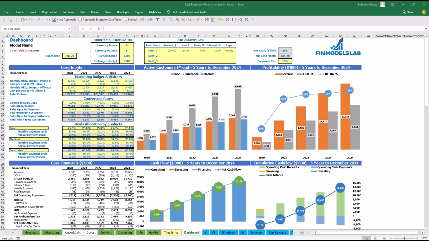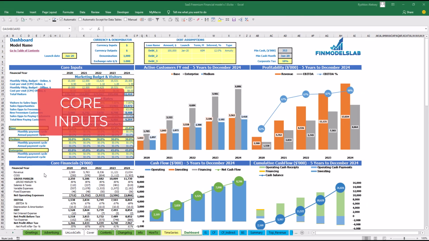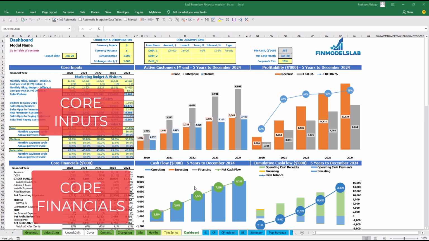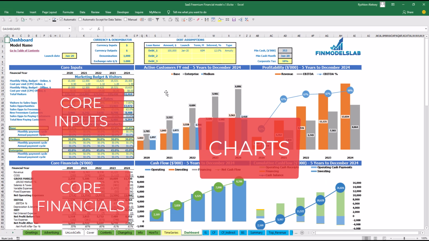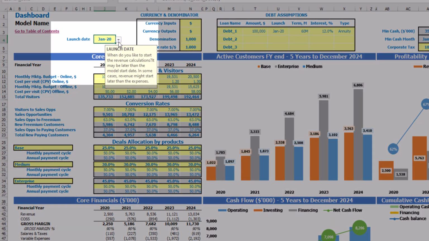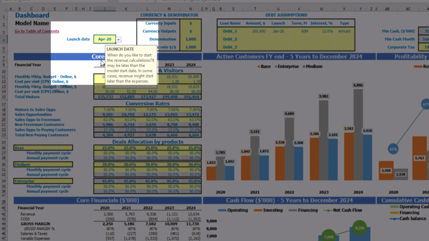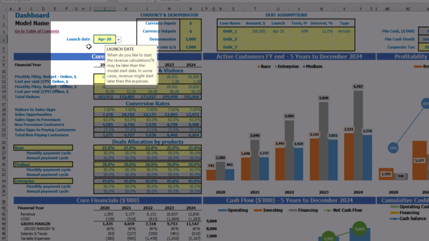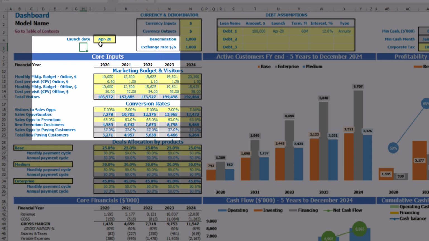On the dashboard tab, you can set up your core drivers or core inputs for the model, see the core financials and see the core charts related to the model. So let's begin from the launch date of your business, for example, April 20, and additionally you can see the note window for each assumption or each yellow cell. This is across the whole model. It will just help you to understand what you're supposed to input in this cell.